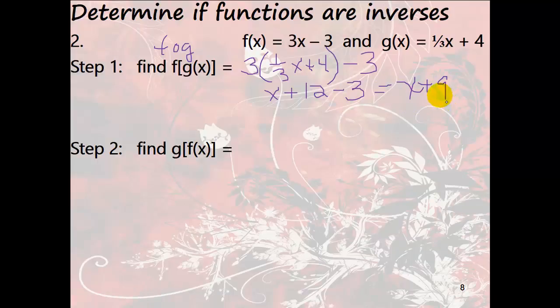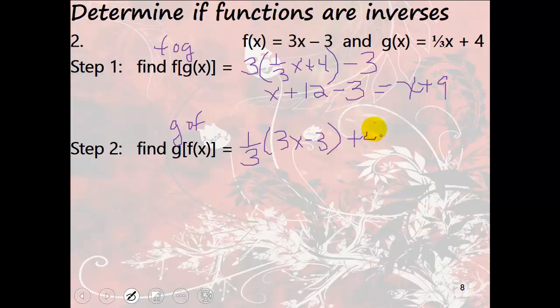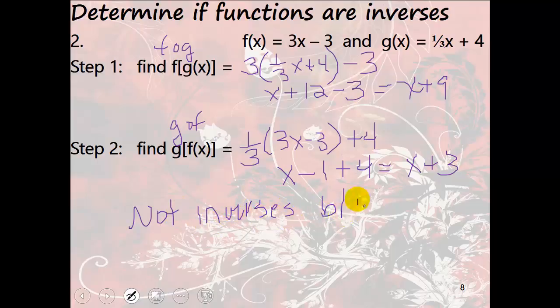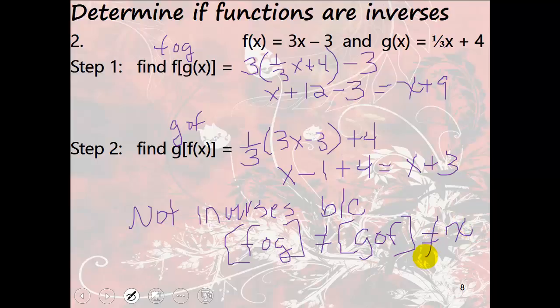Let's try g of f. This is g of f, right? So I'm going to start with g, 1/3, and then I hit an x. So then I'm going to plug in 3x minus 3. Then I'm going to add 4. And I'm going to distribute, so I get x minus 1 plus 4 is equal to x plus 3. These are not inverses because f of g does not equal g of f, and neither one of them equals x. All right?